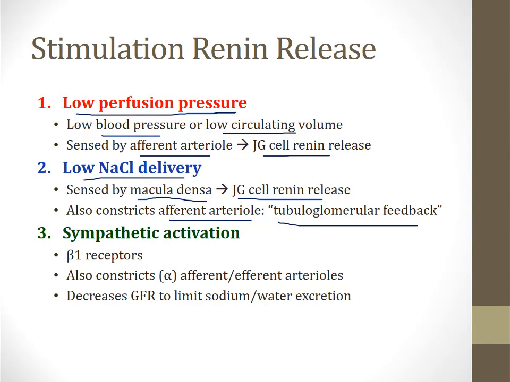And then the final stimulus for renin release is the sympathetic nervous system. This can activate beta-1 receptors in the kidneys, and that can lead to renin release. In addition, the sympathetic nervous system has some other effects on the kidneys. It may constrict the afferent and efferent arterioles via alpha receptors, and this will decrease the glomerular filtration rate to limit sodium and water excretion at times when the fight or flight system is activated.